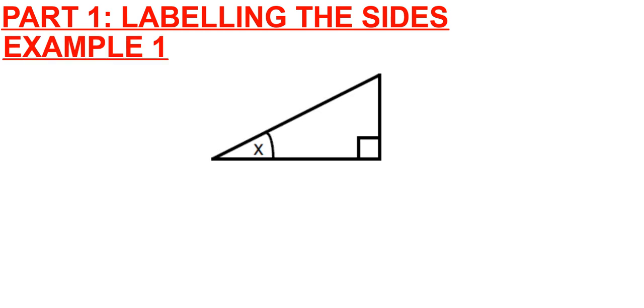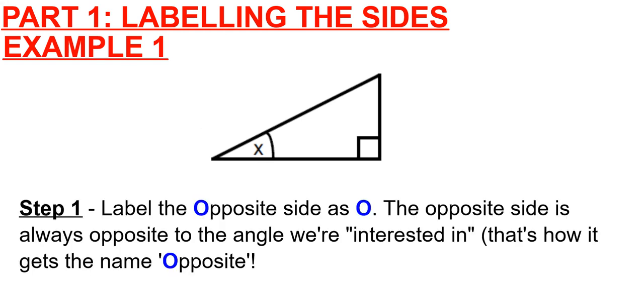This is example one. Let's label these sides. We've got the angle here, x. Step one, we need to label the opposite side as O. We've got the angle x, like I've said. The opposite side is always opposite to the angle you're interested in. That's why it gets the name opposite. So opposite x, just draw a line going from x to the opposite side, like so. That side is the opposite, so label that O for opposite.